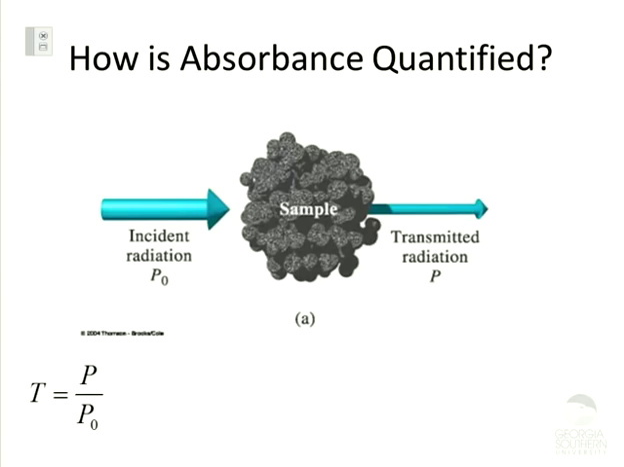With absorbance, we start with the intensities of the radiation after the sample and before the sample. Or you can say the intensity of the radiation that goes through the sample compared to the intensity of the radiation that does not go through the sample. The detector measures these things, P and P naught. And then you can take the ratio of those, which is called the transmittance.